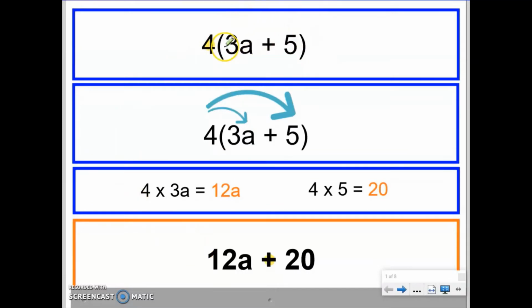another form. We haven't solved, we haven't found the answer to, we've just presented an expression in a different form. This is the form that includes brackets, sometimes referred to as the factorized form, and then when we expand the bracket, we're left with the expression here. We don't put the 12 and the 20 together to give us 32 because we're dealing with separate terms. Remember, we don't mix and match a's with constant numbers.